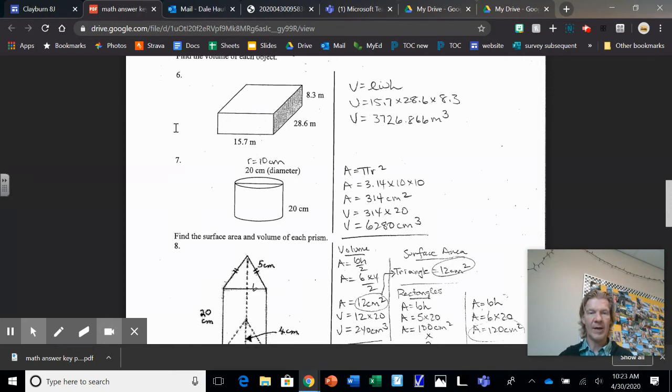Okay, all right. Number 7, to get the volume of this, I need to get the area of one of the ends. So to get the area of this circle, I need pi r squared, which is 3.14 times 10 times 10, because the diameter is 20, so the radius is 10. So the area is 314, and then I just multiply it by the height, which is 20, and I get 6,280 centimeters cubed, right?